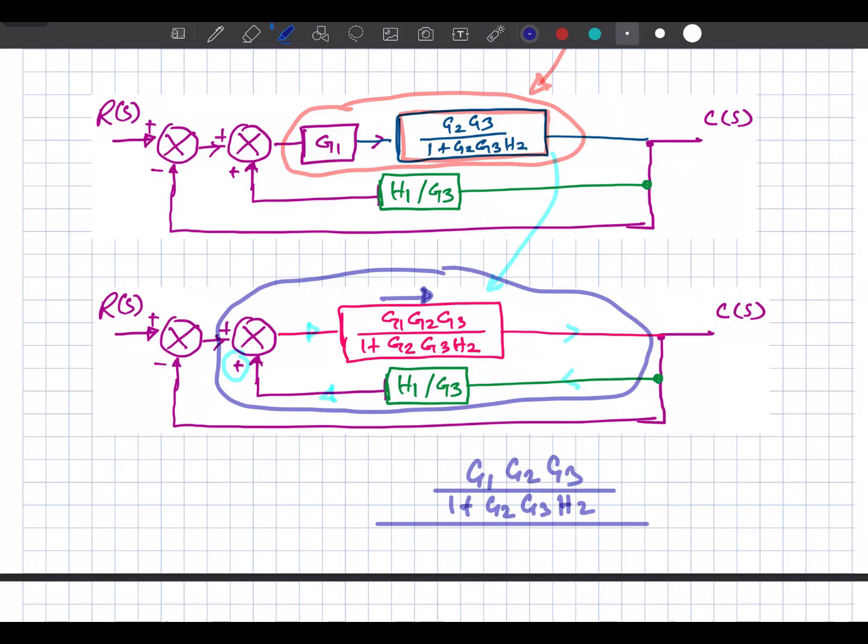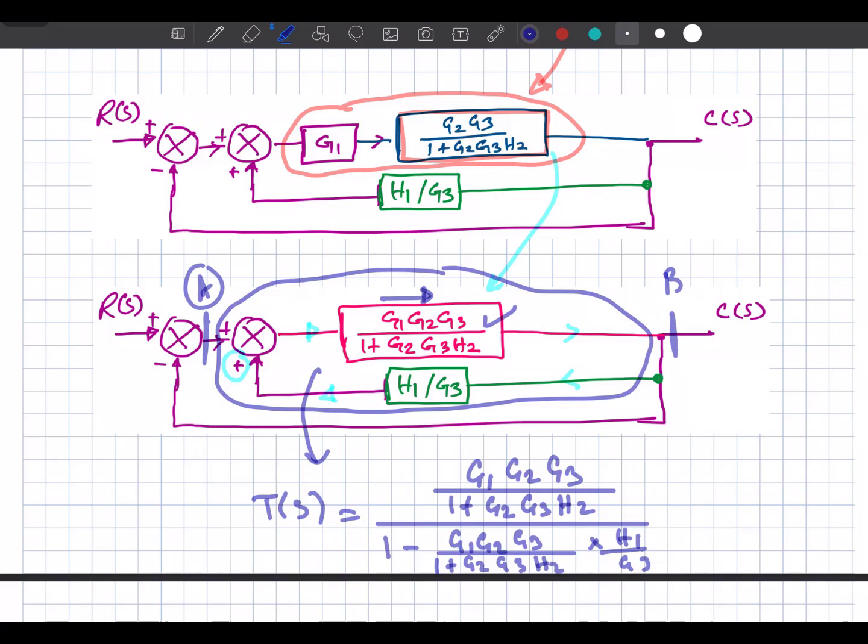This is the feed forward path divided by 1, as it is the positive feedback, so there will be the negative sign minus the loop gain. So what is the loop gain? G1 G2 G3 divided by 1 plus G2 G3 H2, that is this one, multiplied by H1 over G3. So this will be the net transfer function between this point A and point B of this loop, because we have taken the feed forward and the loop gain of this portion.